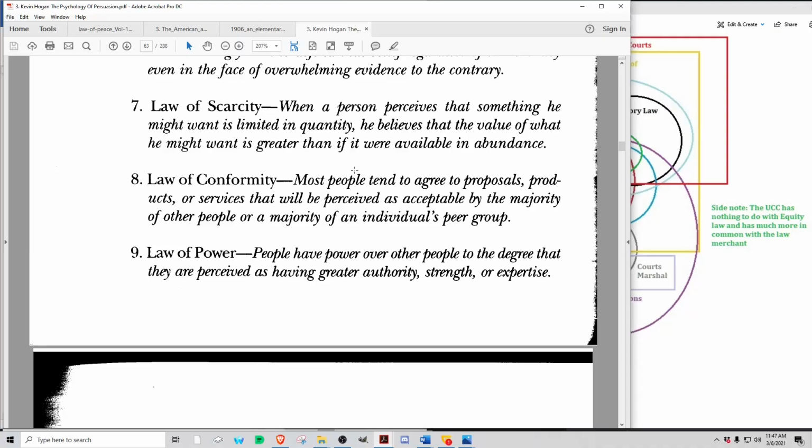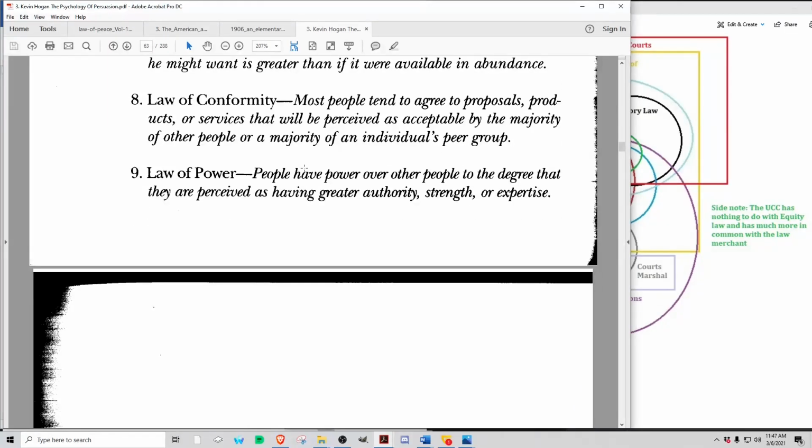Law of scarcity: when a person perceives that something he might want is limited in quantity, he believes that the value of what he might want is greater than if it were available in abundance. Yeah, like your freedom. Law of conformity: most people tend to agree to proposals, products, or services that will be perceived as acceptable by the majority of other people or a majority of an individual's peer group. Right? Well, you walk into a traffic court and you see 250 people walk up there like sheep, pay the fine and leave. What's your tendency going to be? It's going to be to do the same thing.